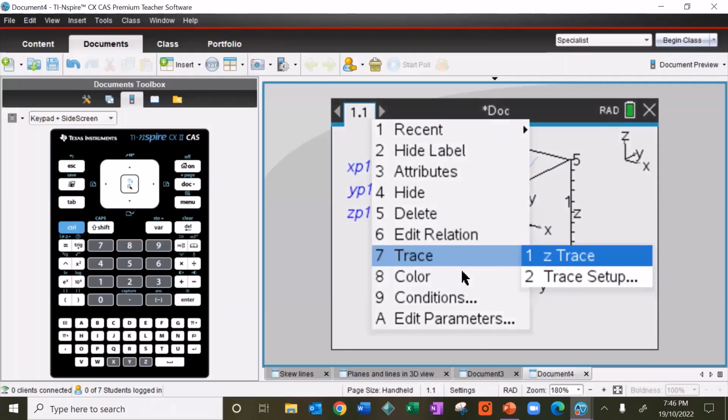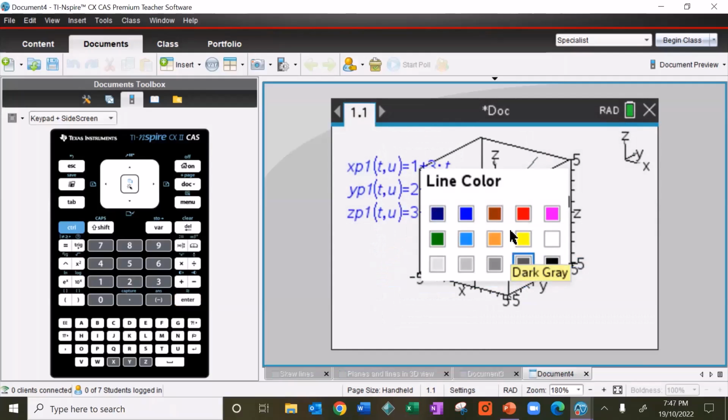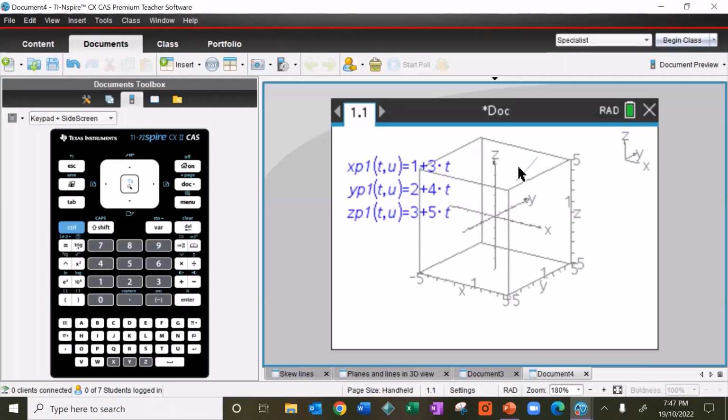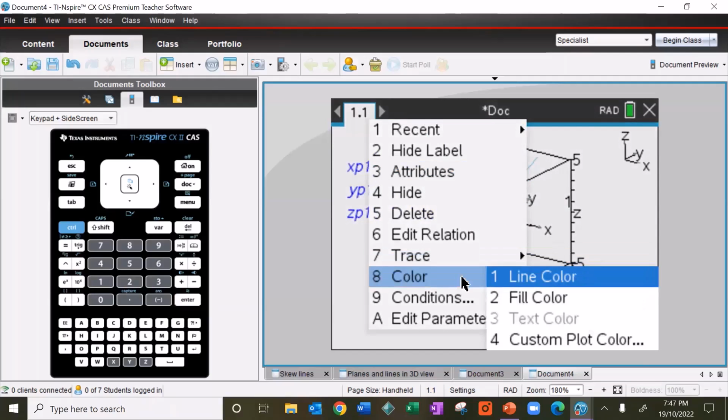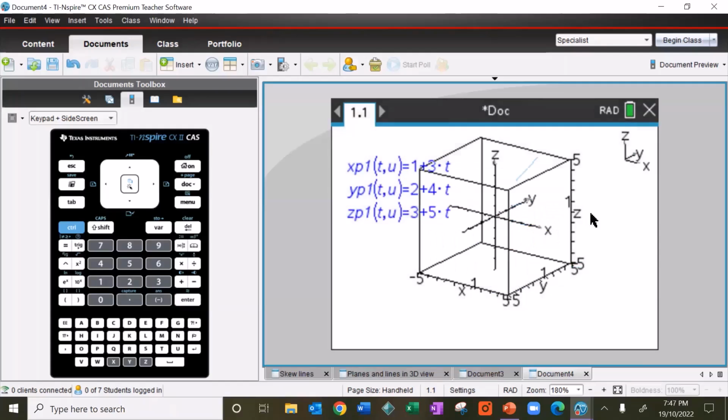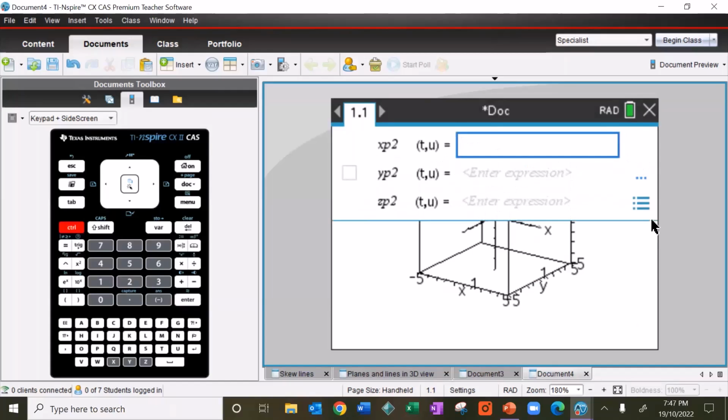I could change the color because that helps a bit. Sometimes you have to do it twice. Line color, red. Yes, it's red, but we can only see a tiny bit of that line. So how can we overcome that? We need to change the parameters.